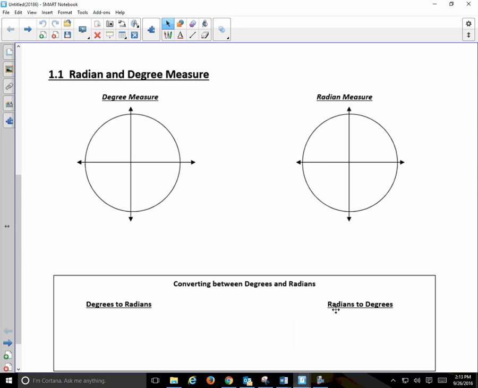One measurement is degrees. You guys are very used to degrees within trigonometry, okay? Degree measure is simply 360 degrees in a circle. And so if I were to draw exactly 1 degree, that would be a really small sliver, huh? It would be like this big.